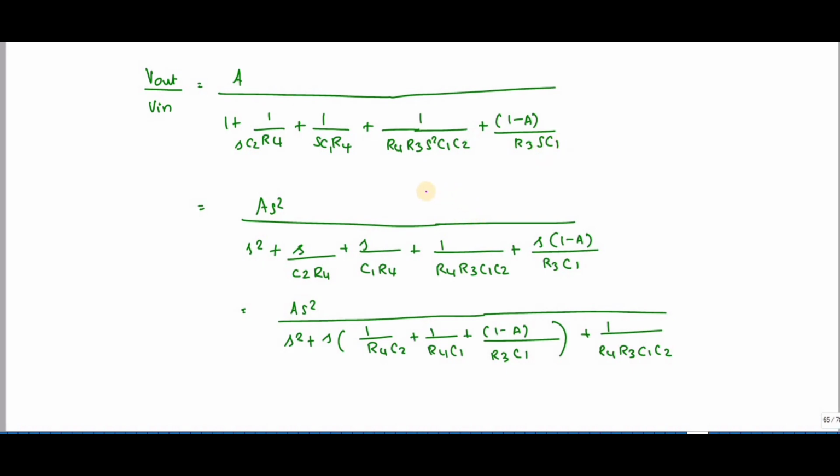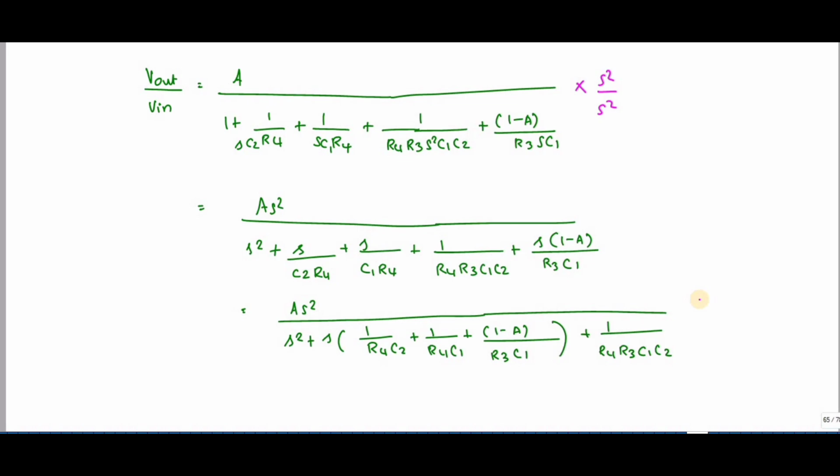So here I am going to multiply and divide the whole term by S square. If I do it, I will get this equation. Okay, I am going to take S as common. So if I take S common, I will get 1 divided by R4 C2 plus 1 divided by R4 C1 plus 1 minus A divided by R3 C1 plus 1 divided by R4 R3 C1 C2.